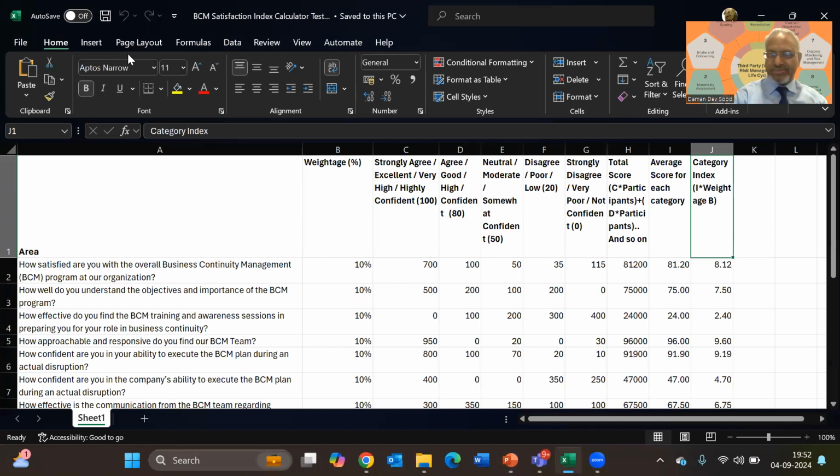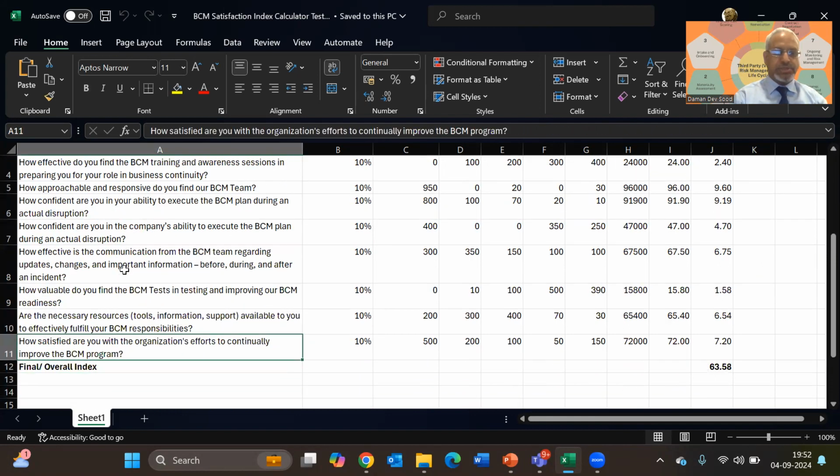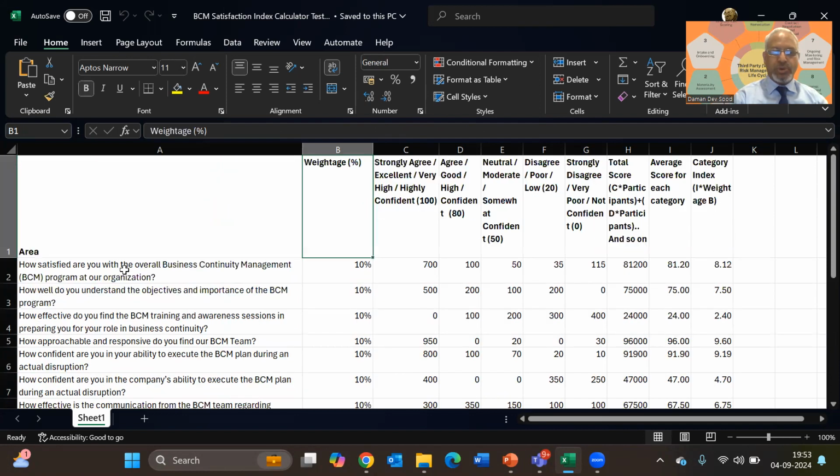Simple Excel based. All that I said is put in this Excel sheet. For example, these are the 10 questions. All questions carrying 10% weightage, equal weightage. This is 100, 80, 50, 20, and 0. For those possible responses, strongly agree, excellent, very high, highly confident, all will be 100. Assume for the first one, which we have done the calculations, we saw on the slide also, 700 fell in this category first. 100 into second category, 50 into third category, neutral or moderate, 35 in fourth, and 115 in the last option, strongly disagree.